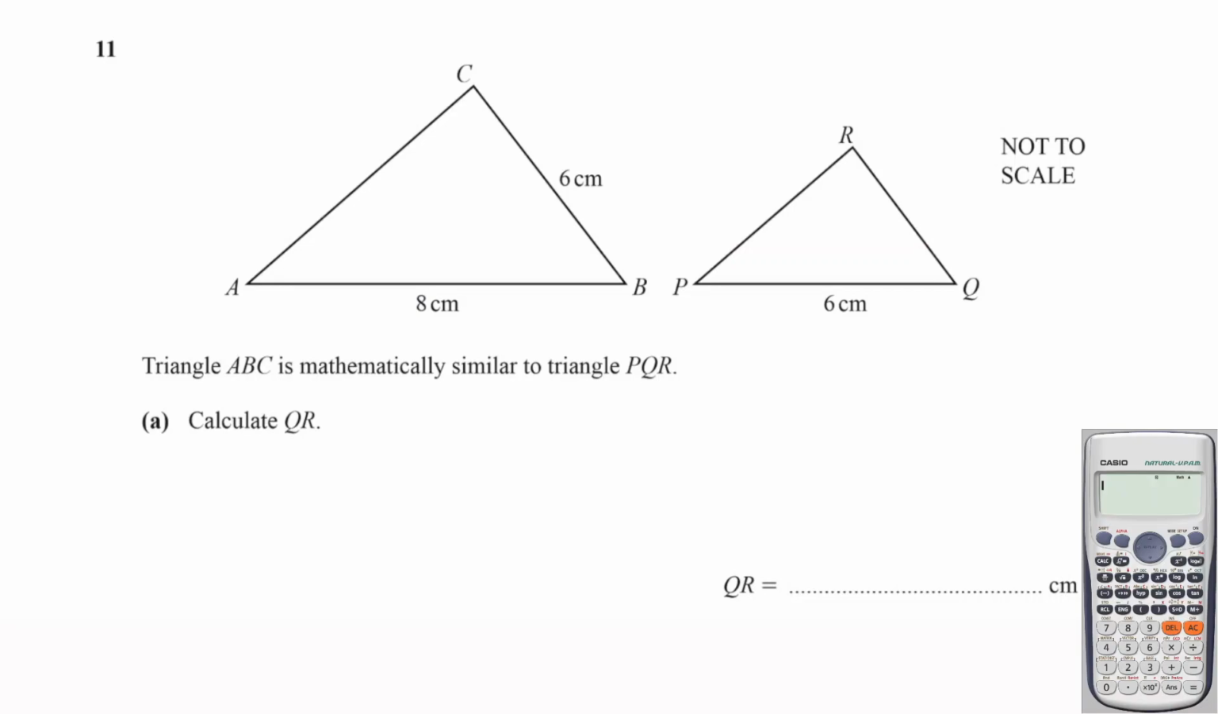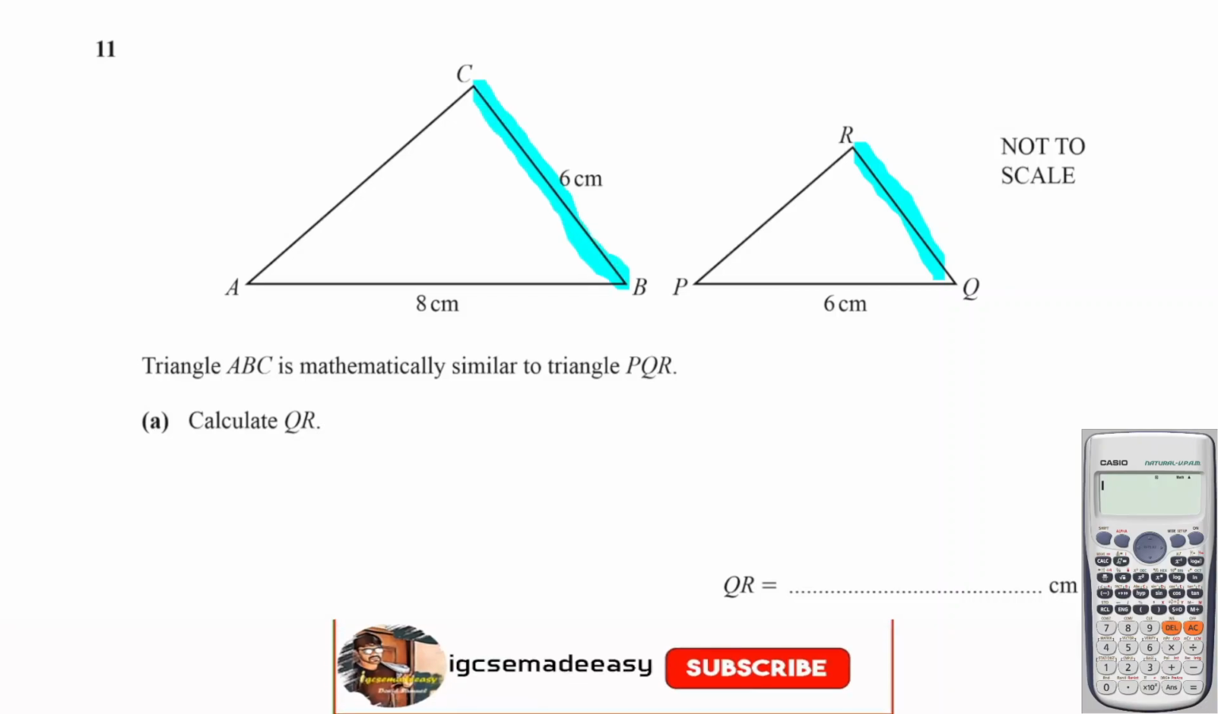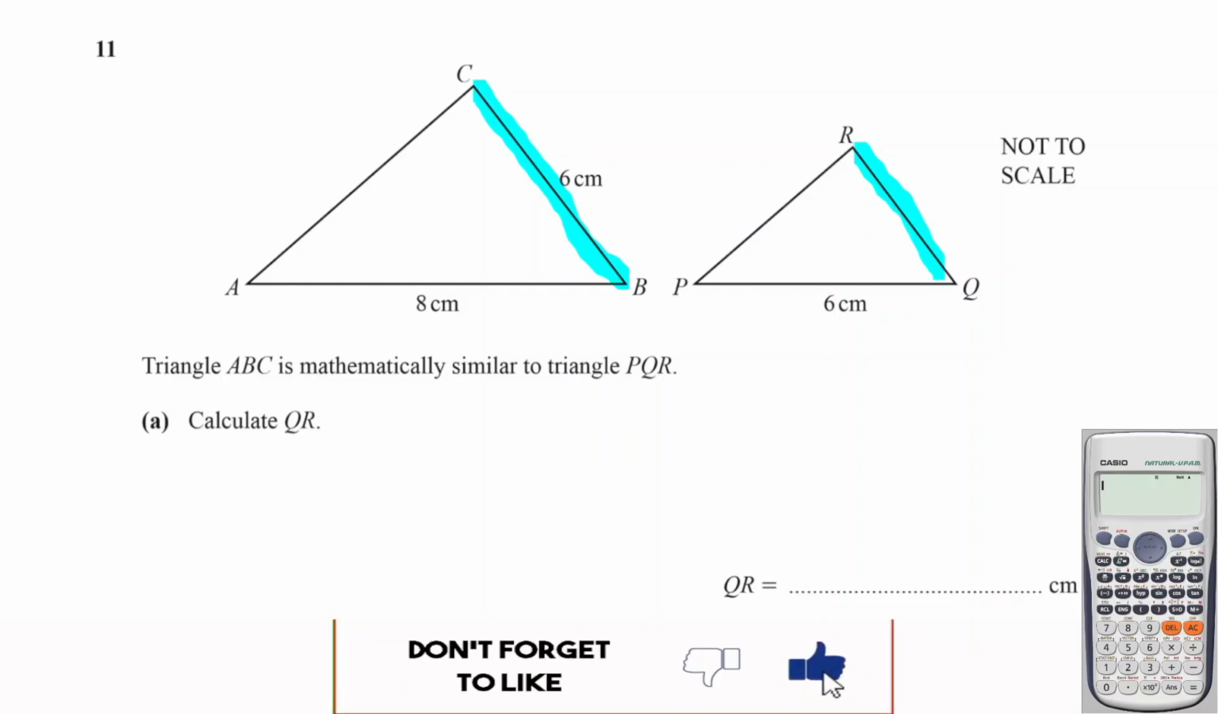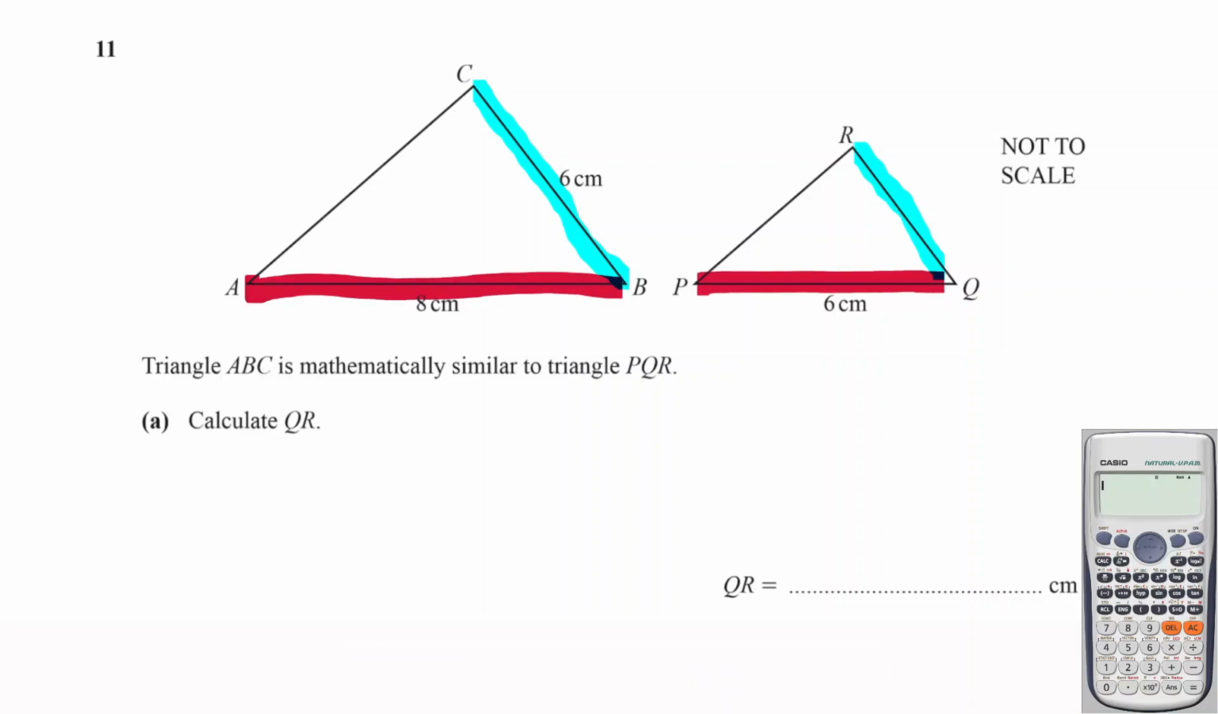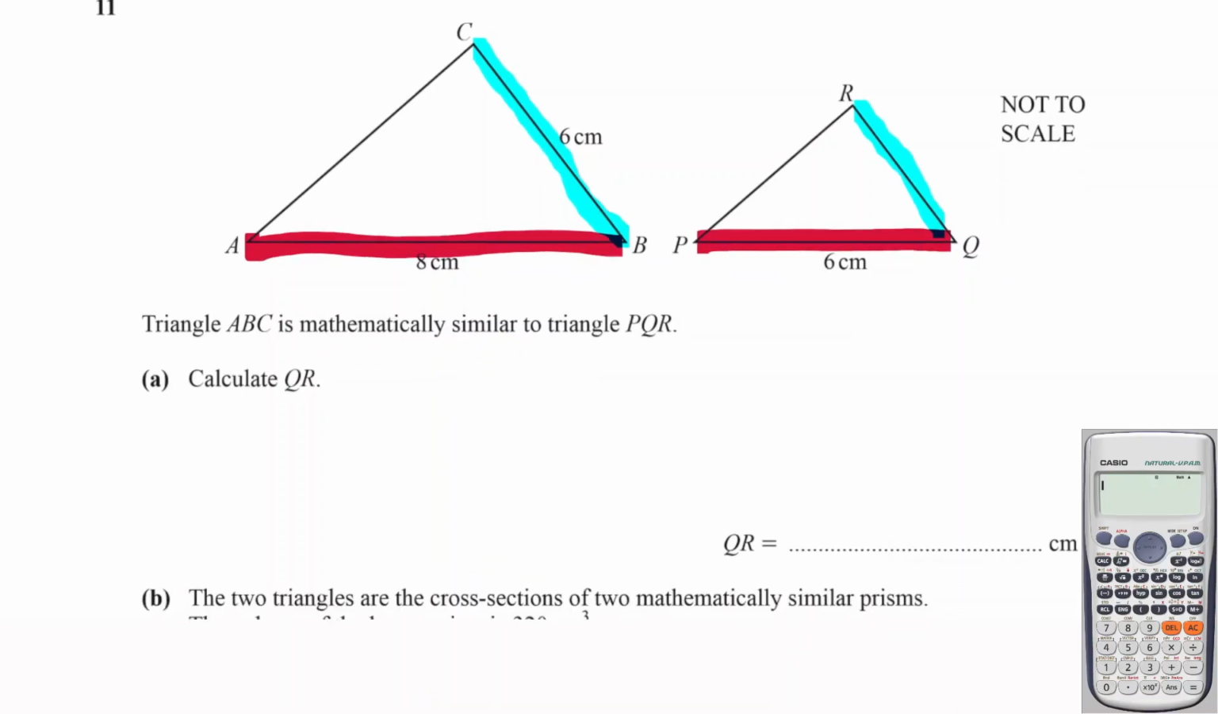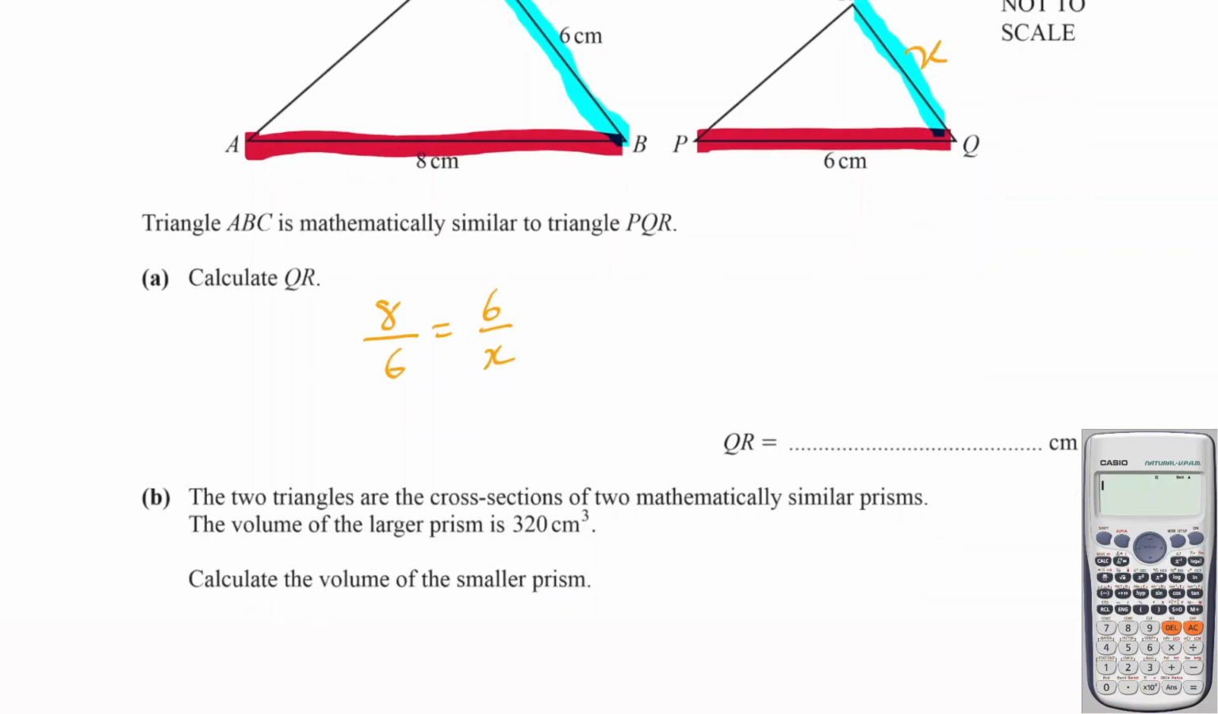Question number 11. Triangle ABC is mathematically similar to triangle PQR. Calculate QR length. So this is QR, right? They both are mathematically similar, so these two lengths will be similar to each other, and these two lengths will be similar to each other. So we can use the common ratio method. We can write 8 by 6 equals 6 by, let's say this is x. We are just relating it with that.